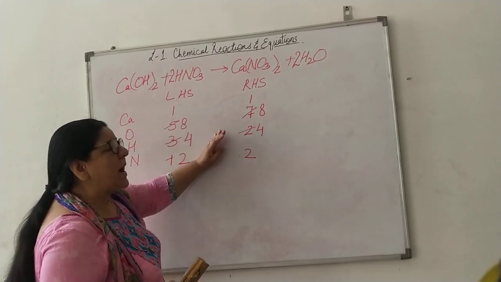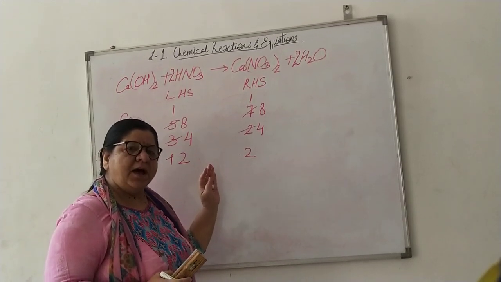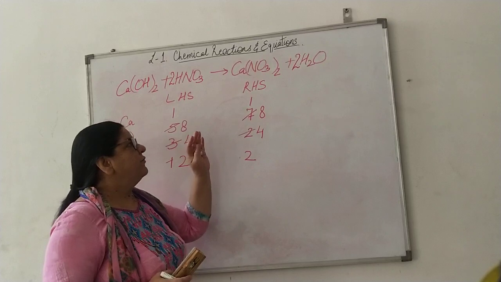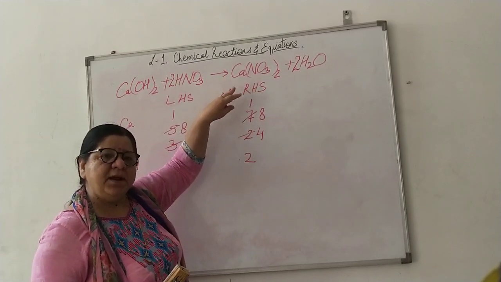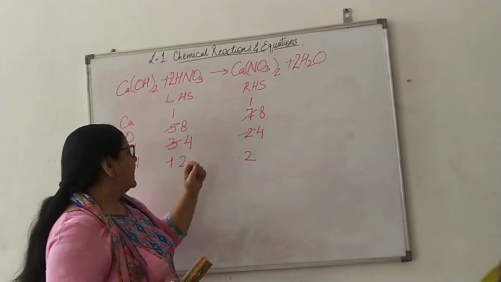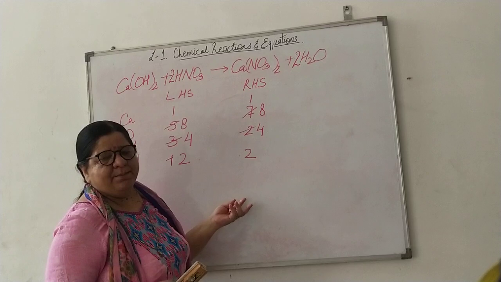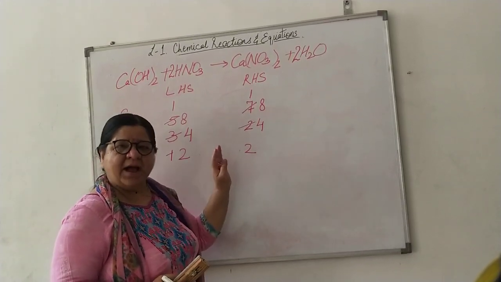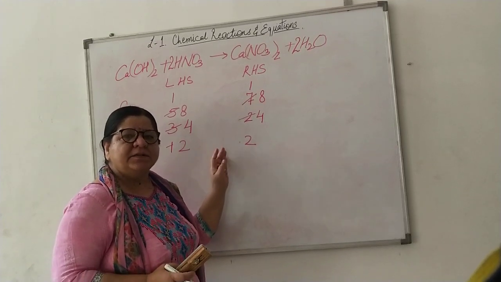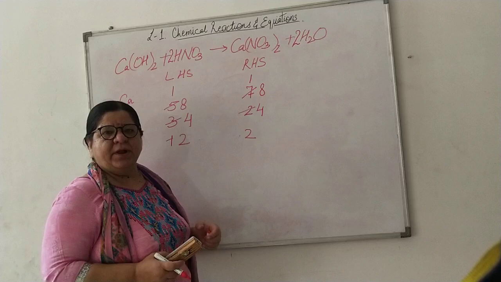Right? So this is one method of balancing, that whenever it is an odd number, we just write 2 and make it into an even number. Otherwise, this is known as the hit and trial method. You can go on trying it. So this is one trick that I told you how to balance such equations. Right? Let us take more examples.